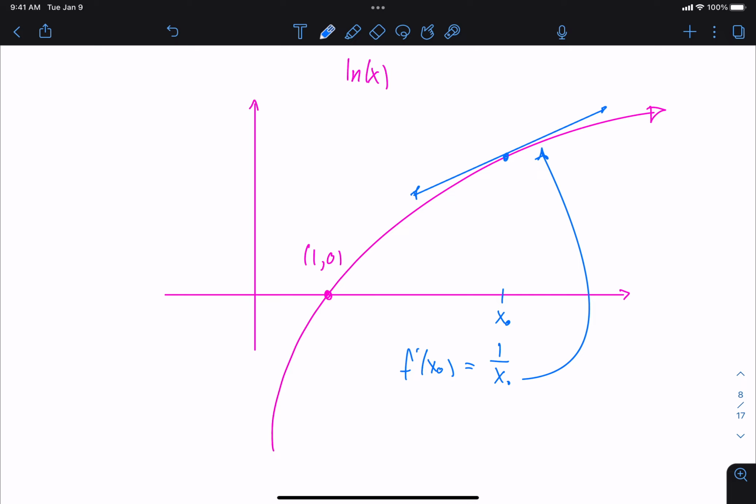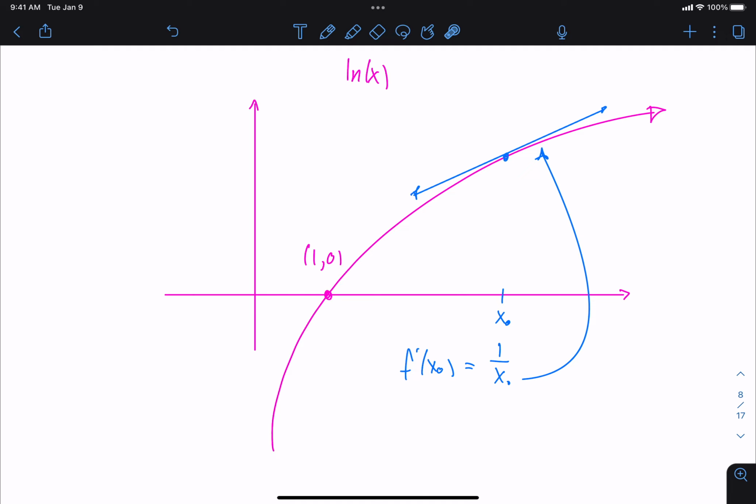So why does this make sense? Well, as x gets larger, what happens to 1 over x? When x gets larger, the denominator is getting bigger, so the whole number is getting smaller. We see that in the graph of the natural log function. What's happening to the slope as we move to the right? It's becoming less and less extreme. As x gets larger, the slope is getting smaller. We can see it in the graph.